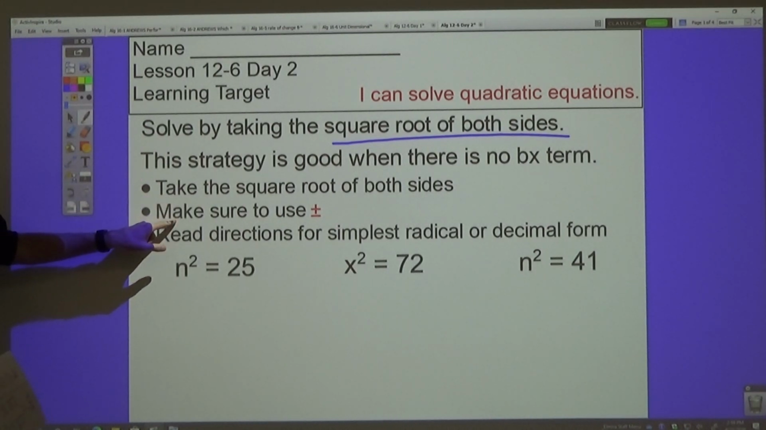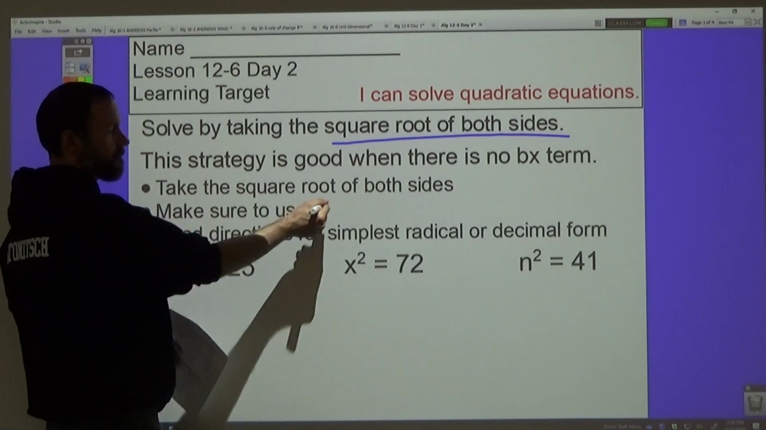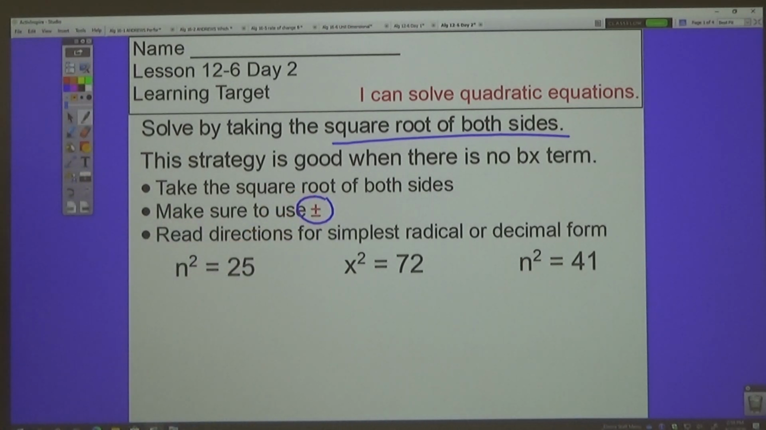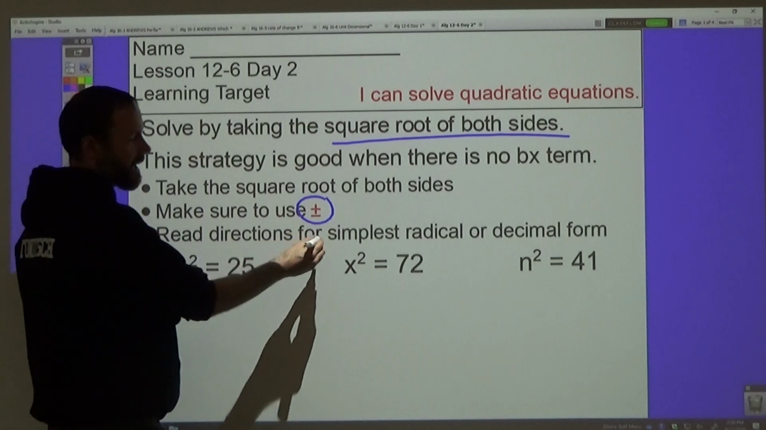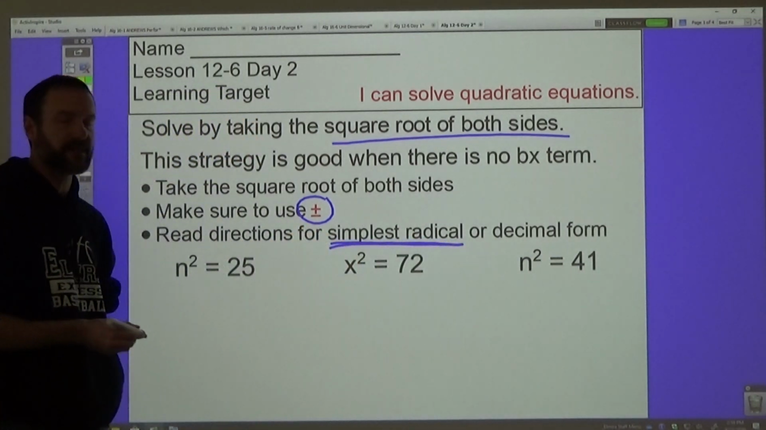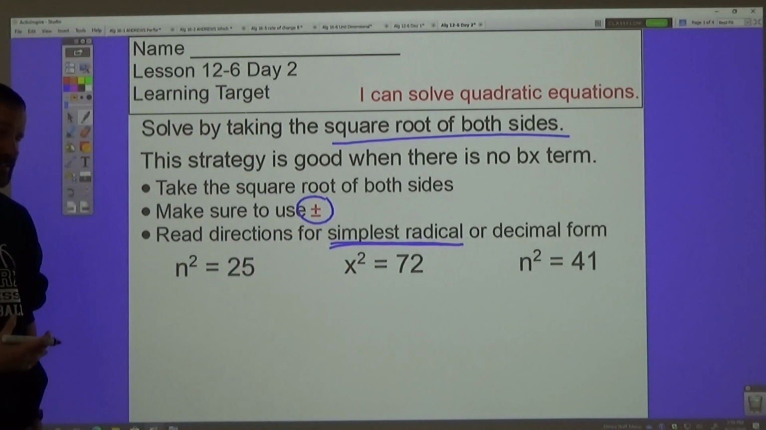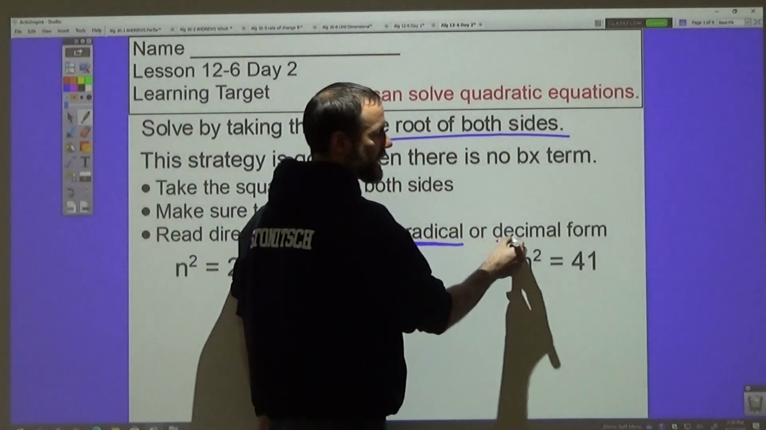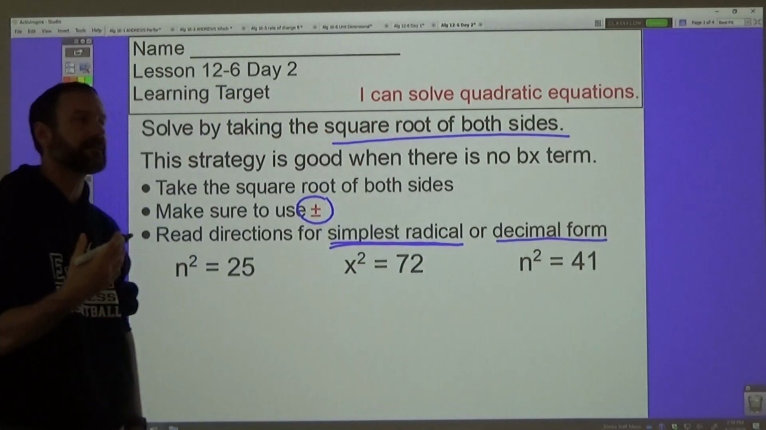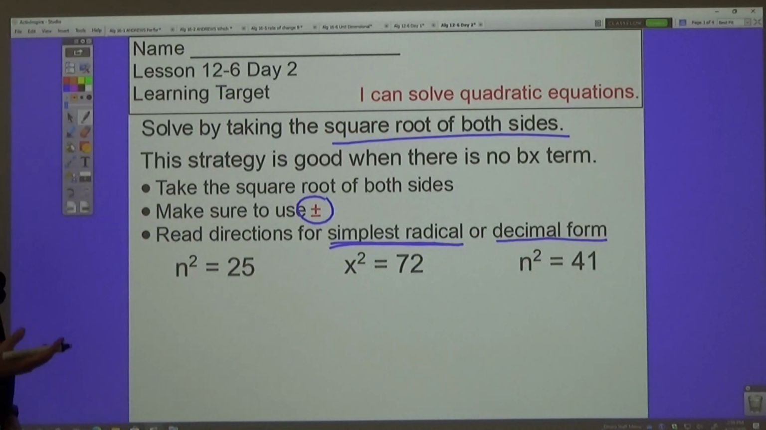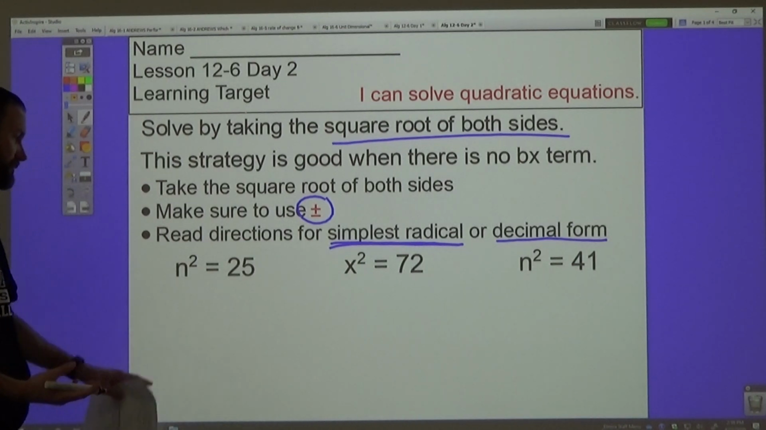Take the square root of both sides. Make sure to use the plus or minus symbol. Read the directions, because sometimes they're going to have you put your final answer in simplest radical form, which is what we just did in the last lesson. Other times they're going to actually have you just find the decimal form. And sometimes they'll have you round to the nearest tenth, most likely.